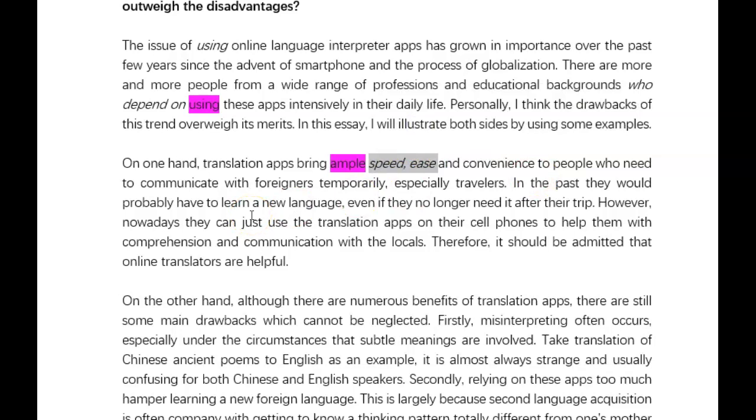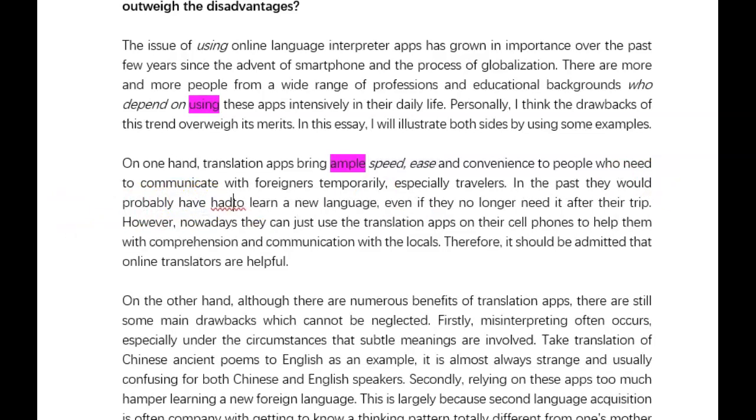Yeah. In the past, they would probably have had. Now, careful, you're going into quite a nice construction here, but they would probably have had. You need the present perfect there. To learn a new language, even if they no longer needed it after their trip. So true. Good example. However, nowadays, they can just use the translation apps on their cell phones to help them with comprehension and communication. Yeah, they can instantly use.